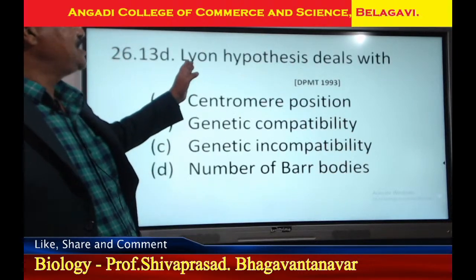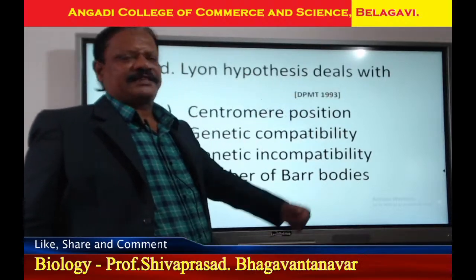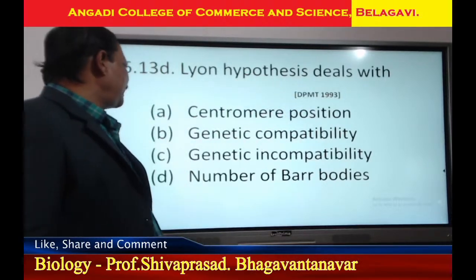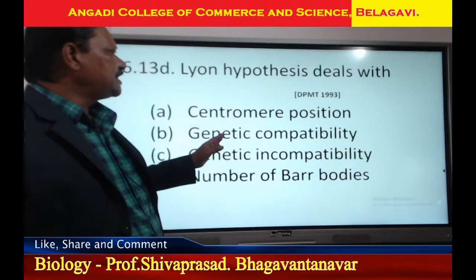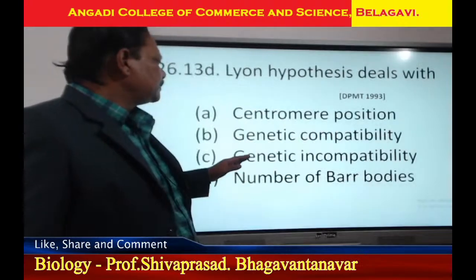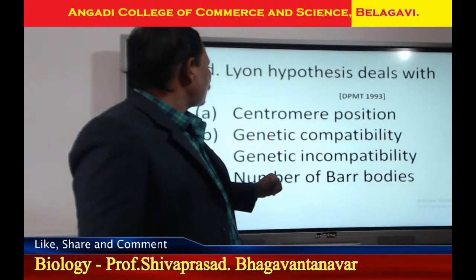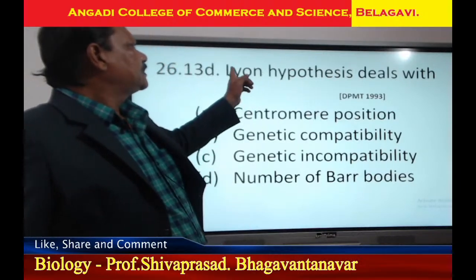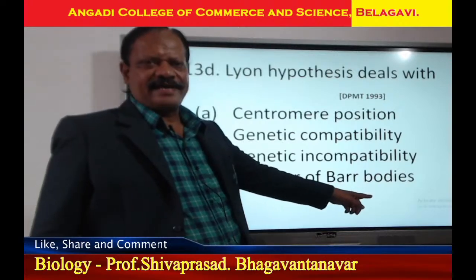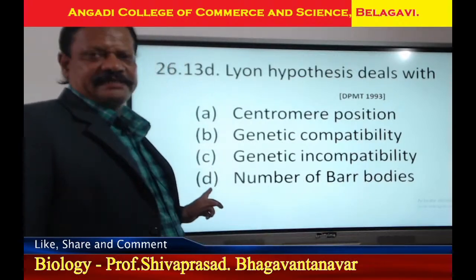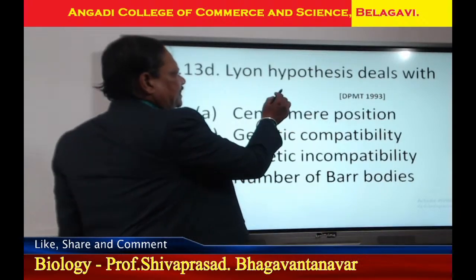Now, the Lyon hypothesis deals with: centromere position, genetic compatibility, genetic incompatibility, or number of Barr bodies. The Lyon hypothesis is dealing with the number of Barr bodies. So the right answer is option D, number of Barr bodies. Next one.